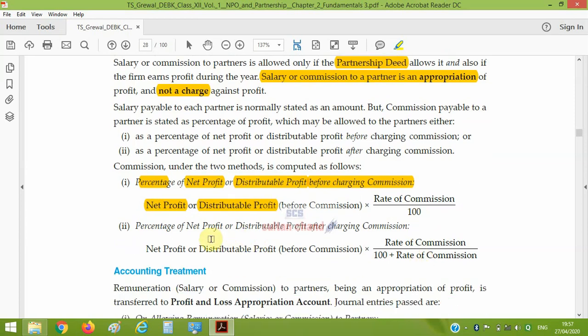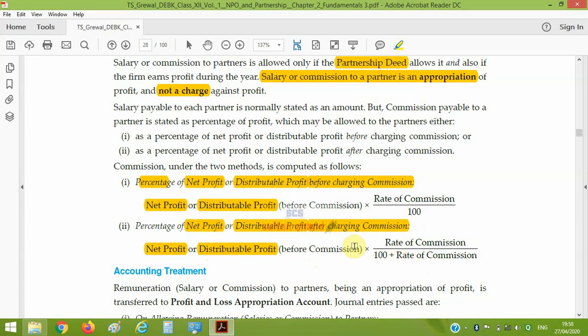But suppose we take an example of 15% in the second point: 15% of net profit or divisible profit, whatever the question says, after charging such commission. It means the question is saying you have to deduct this commission and then compute the share. So in that case, take net profit or divisible profit as per the question, and if the rate is 15%, it will be 15 divided by 100 plus 15, that is 15 by 115.